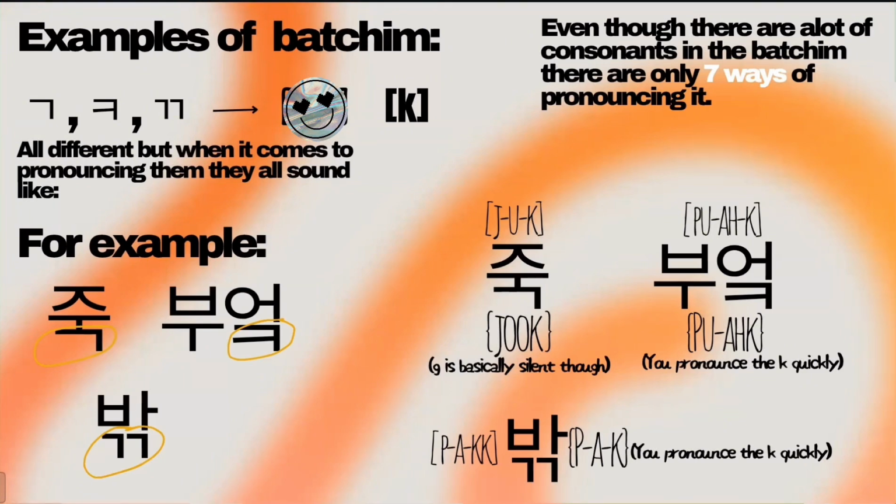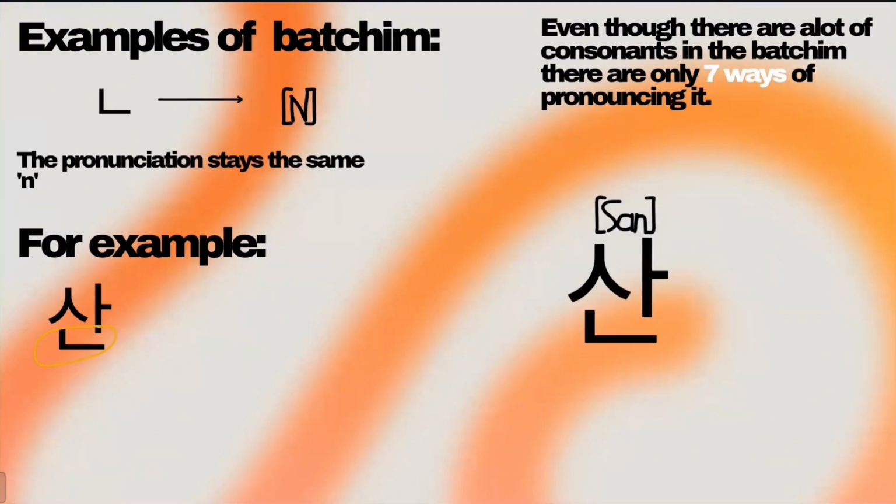Even though there are a lot of consonants in Korean, in terms of batchim, there are only 7 ways of pronouncing it. Examples of batchim: the pronunciation for nieun stays the same, for example, in the word sun.